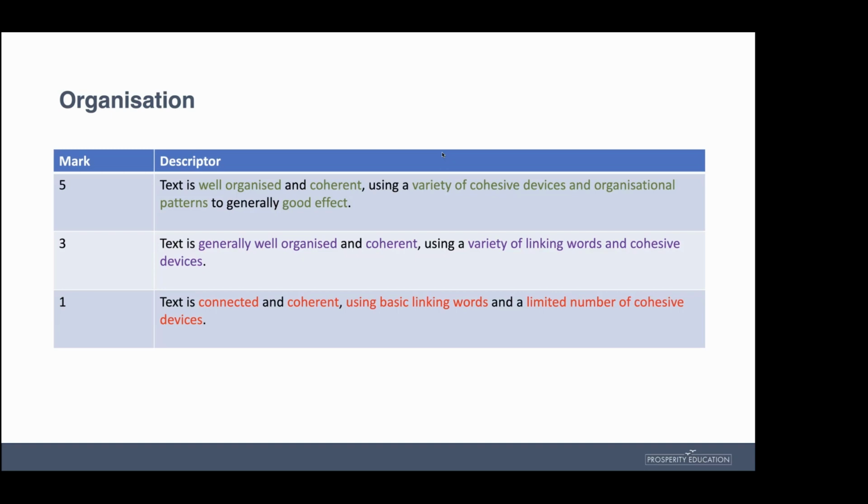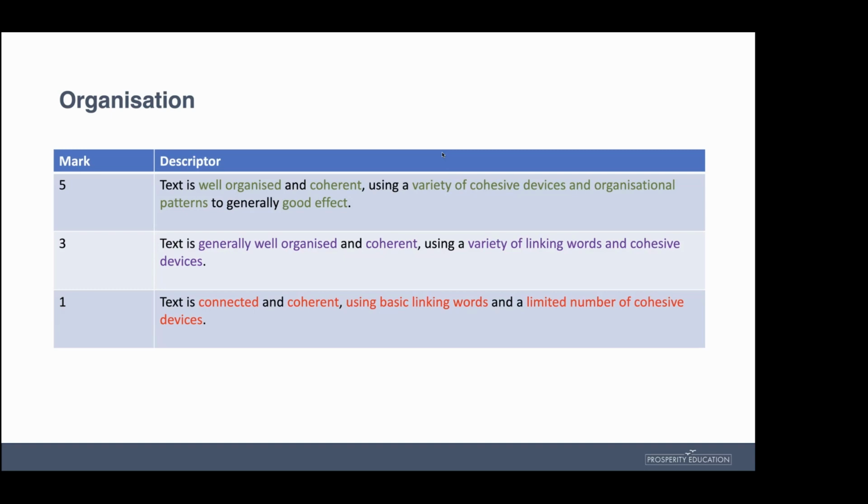And for a mark of 1, the text is connected and coherent, but maybe there is use of more basic linking words, or it's very limited. It depends on the level, of course. At the lower levels, students might just be using and, but. But when you see this at a higher level, it's really going to have an effect on the marking for organisation.